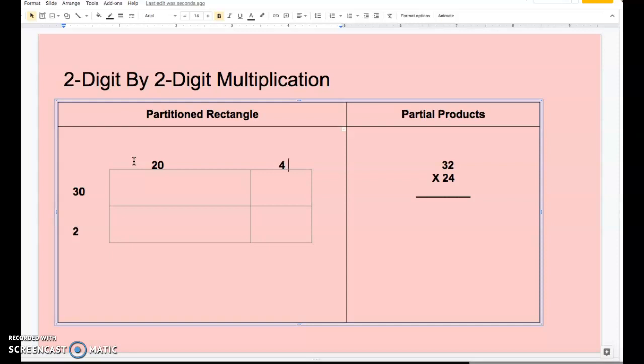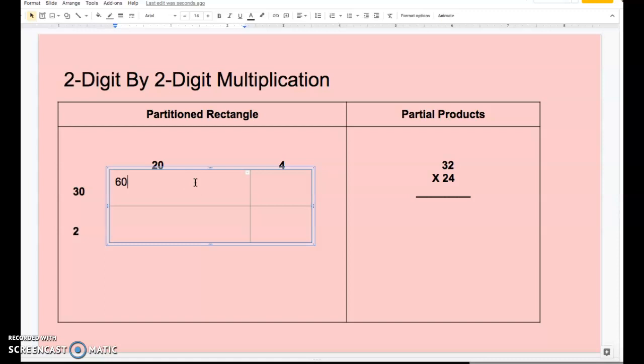Notice how this doesn't look very different from what I've done before. I'm just breaking up these numbers, 32 and 24, by their place value. Now's the part, if we're looking at our partitioned rectangle, where I need to multiply. This box here matches and lines up for 20 and 30. So I know I need to multiply 20 times 30 to fill in this box.